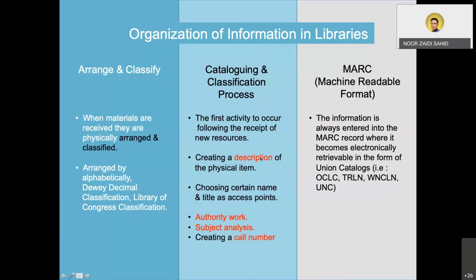And finally, to create a call number for your collection. Kenapa kita gunakan call number? Yang ini kita discuss di sini tadi. Kita gunakan DDC or LCC to create the call number or class number. But a call number dia a bit simple.